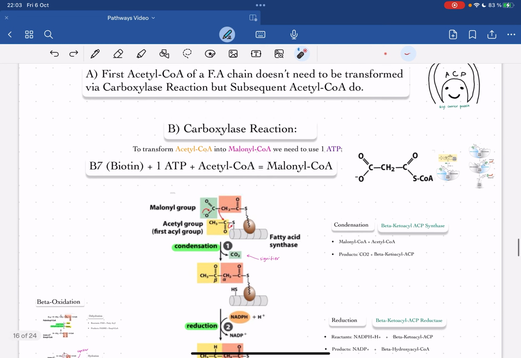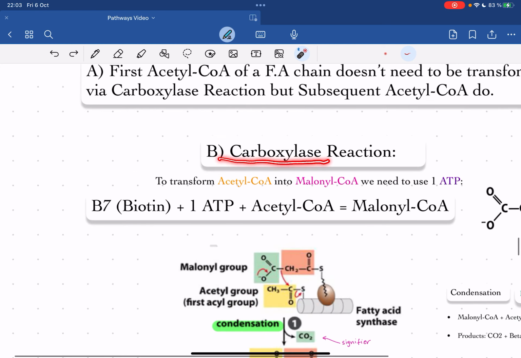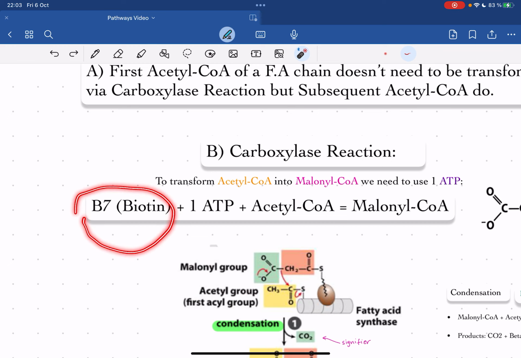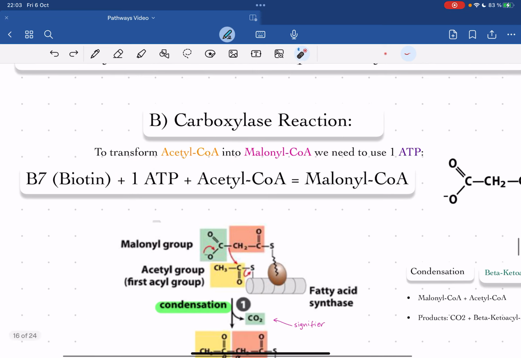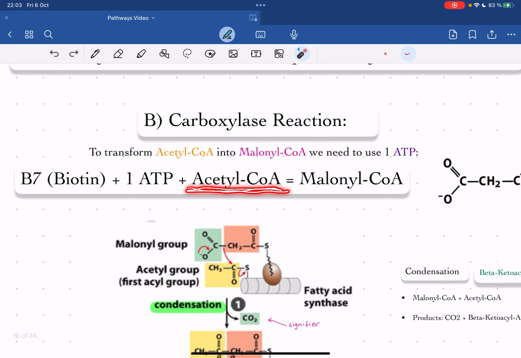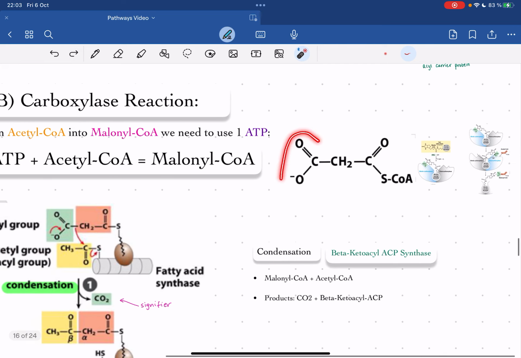And in order to do this carboxylase reaction, we have to use a number of reactants. Number one is biotin. If you hear anything related to carboxyl groups, you will almost always use vitamin B7 or biotin in the reaction. Number two is ATP. For every acetyl-CoA that you have to convert into malonyl-CoA, you have to use one ATP. And then, of course, you need an acetyl-CoA in order for the conversion to occur. And this will create the malonyl-CoA, which looks like this.